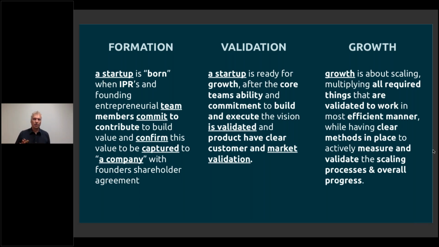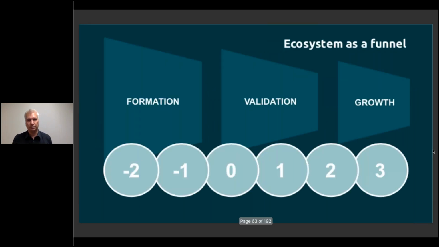So these are the three key areas to look at, and it is important that the services meant for the validation phase are targeted for companies that are actually ready for the validation phase, and the same for the growth phase. So it's important to find the right match between the services and the companies. But with this lens, we can really see the ecosystem as a funnel.